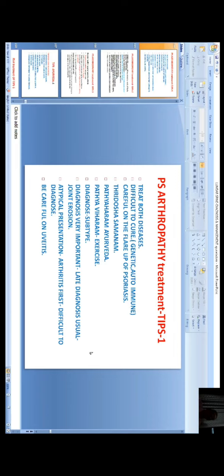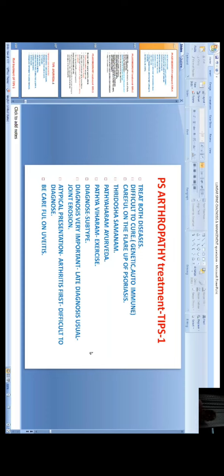Diagnosis, subtype: five types of subtypes are there, already mentioned in the previous slide. Diagnosis is very important. Late diagnosis is usual. It leads to joint erosion. Patient may be losing his joints. In atypical presentation, arthritis was difficult to diagnose.